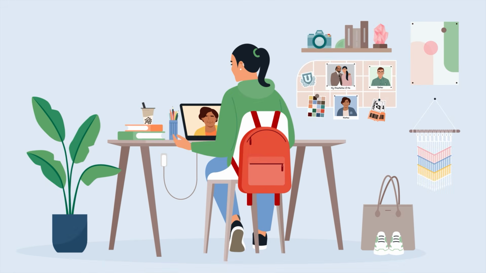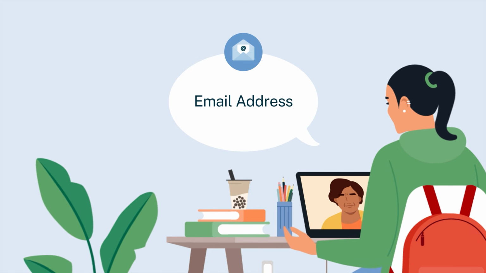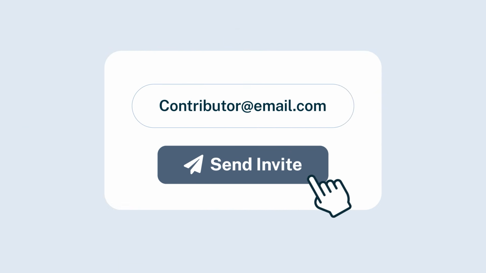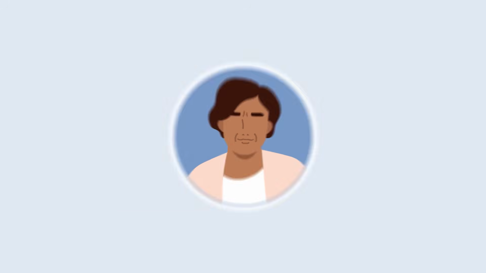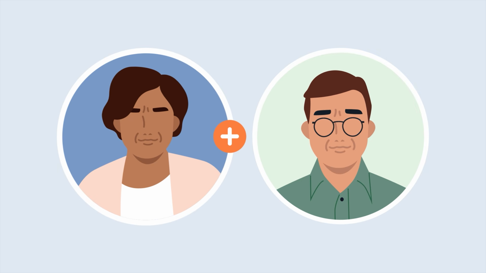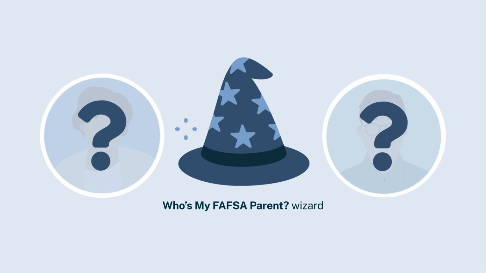When you fill out your FAFSA form, you'll be asked to provide your contributor's email address to invite them to your form so that they can complete their required sections. For dependent students, you'll need to invite only one parent to your FAFSA form. If a second parent is required to be a contributor, the first parent will invite them when they're filling out the FAFSA form. If you're unsure which parent you'll need to invite, use the Who's My FAFSA Parent wizard at StudentAid.gov/FAFSAParent. This tool can be especially helpful if your parents are unmarried, separated, or divorced.